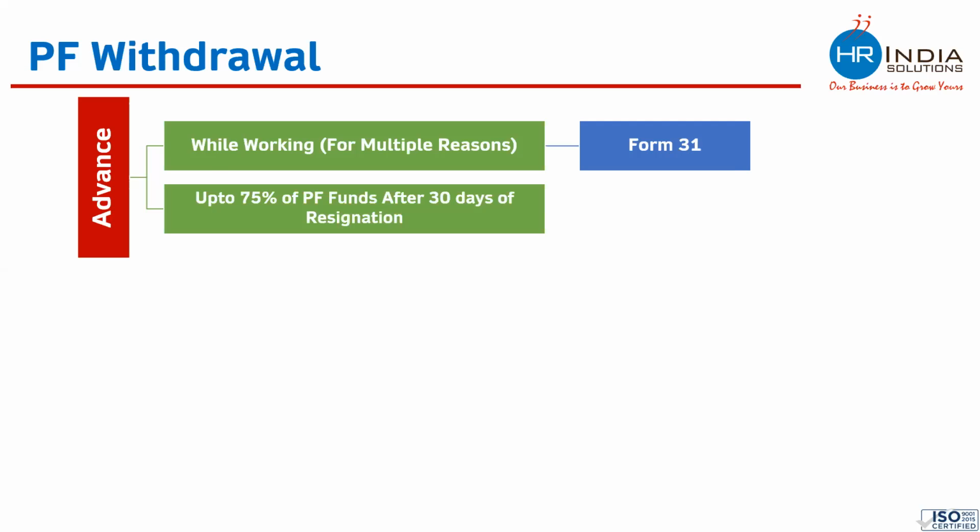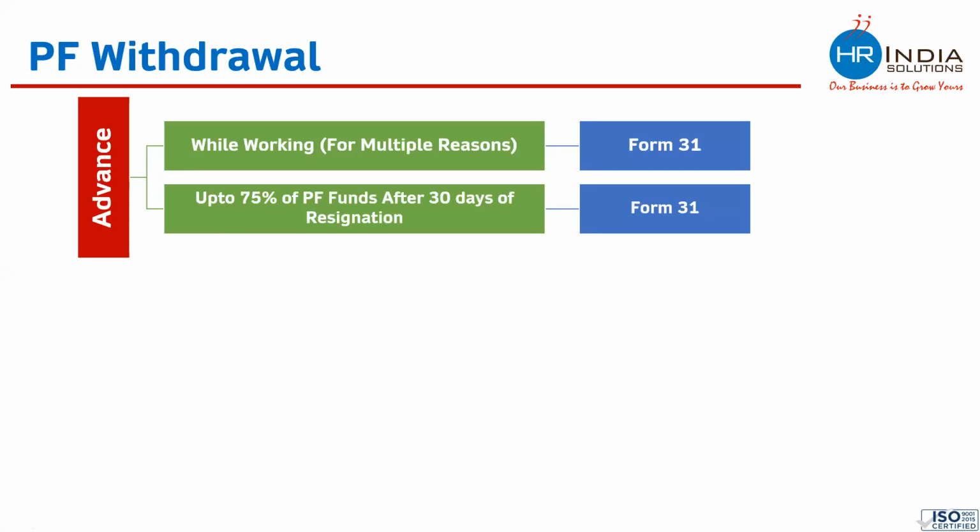But EPFO has now recently given an option: what if, after leaving the job, the employee is in need of some funds, and in that case from where can he get those funds? So EPFO has given a choice to employees that after leaving your company, after your resignation, after 30 days, you can apply for the advance withdrawal by filling the same form 31, right? And by filling this form 31, you can withdraw up to 75% of your PF funds, right? This is only after 30 days of your resignation.